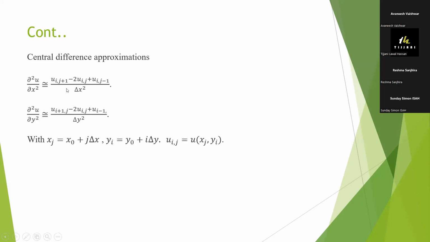When we are taking the x variable, then we make changes in the j indices, and if we are taking the y variable, then we make changes in the i indices. The same formula is written here, where xj equals x0 plus j delta x, and yi equals y0 plus i delta y, and uij equals u(xj, yi).